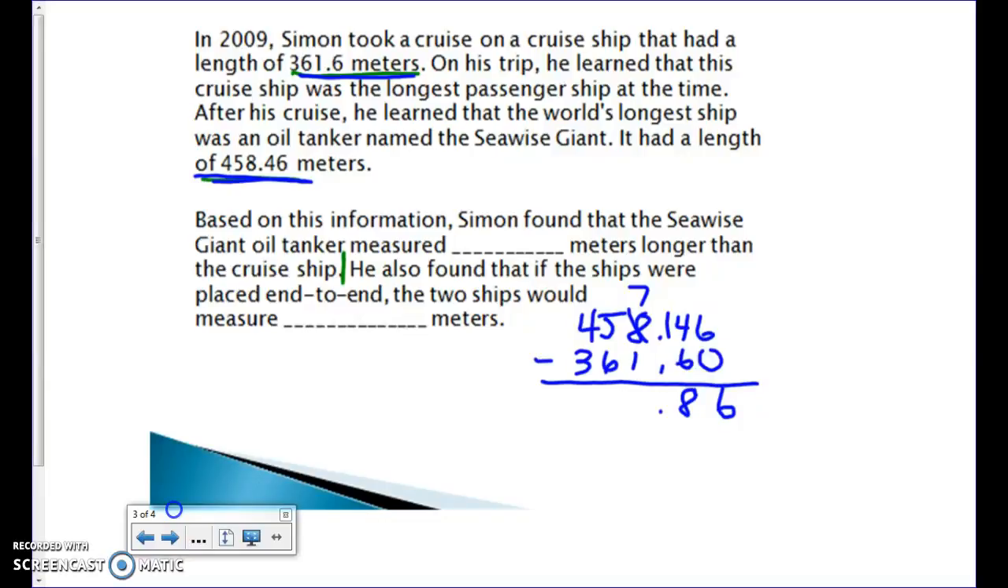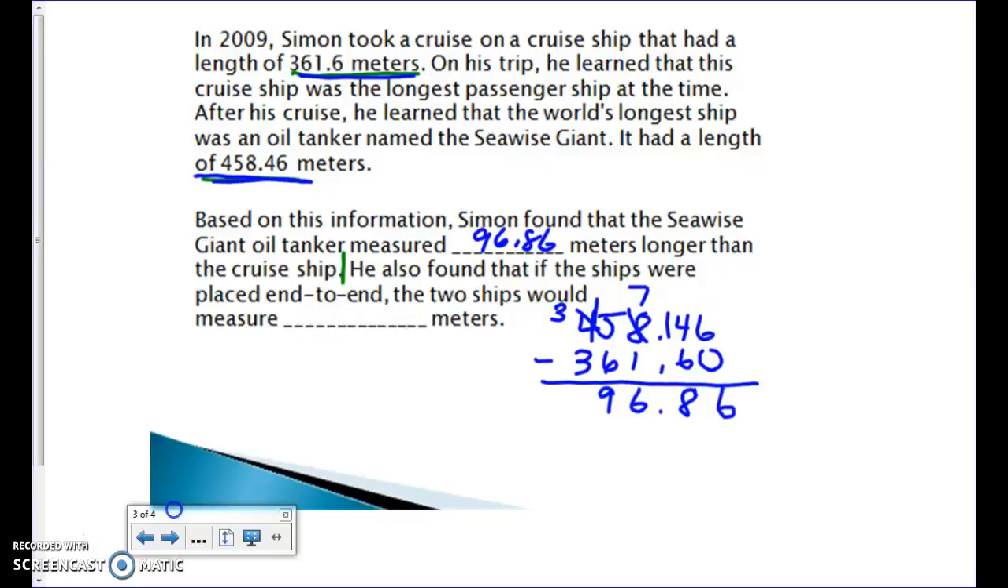Uh-oh, my marker's lagging. 4 becomes a 3. 15 minus 6 is 9. So it looks like 96.86 meters longer. All right, and that makes sense because it looks like about 96.86 is a reasonable amount.